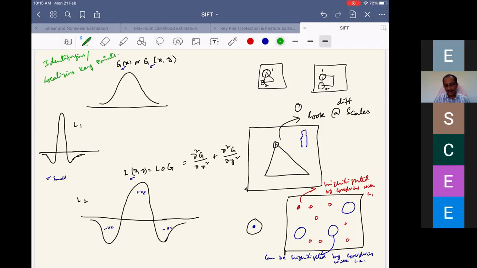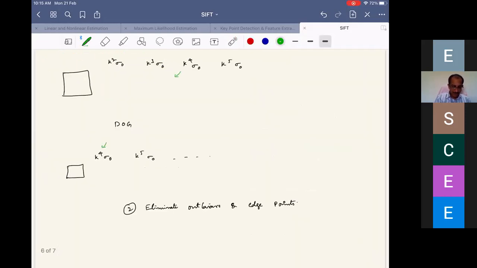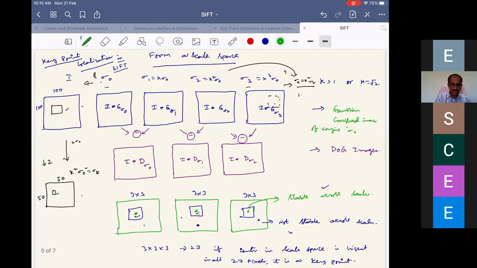Okay, so we are identifying where the key points are, or localizing where the key point is in a given image. So this is the first step. What is the second step? When we do this, as we mentioned, to perform this, we construct a scale space. This is referred to as scale space. So how do we construct it?